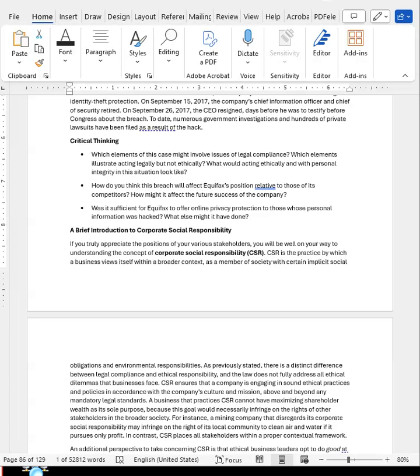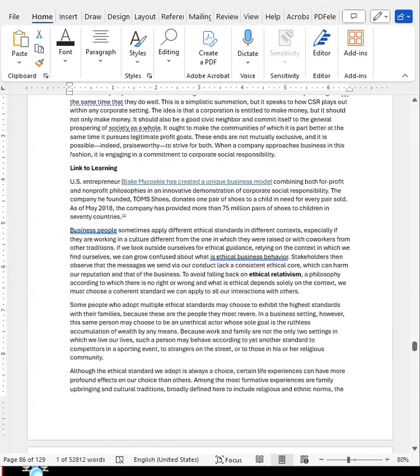In contrast, CSR places all stakeholders within a proper contextual framework. An additional perspective to take concerning CSR is that ethical business leaders opt to do good at the same time that they do well. This is a simplistic summation, but it speaks to how CSR plays out within any corporate setting. The idea is that a corporation is entitled to make money, but it should not only make money.